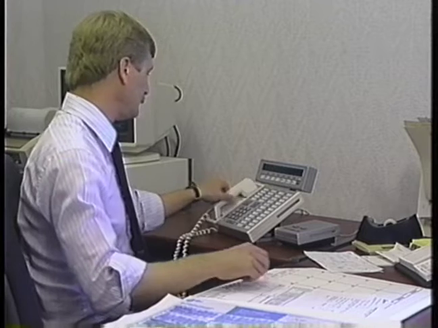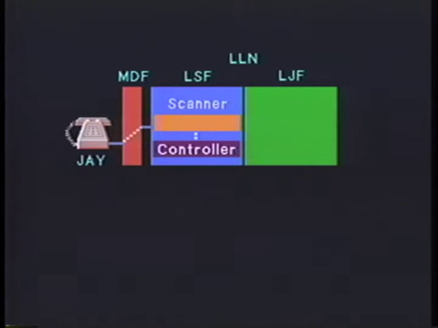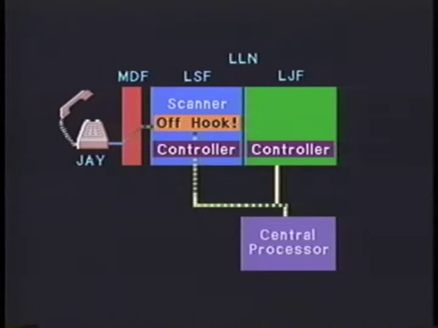Let's see what happens when Jay picks up the telephone to make a call. When Jay lifts his handset, a sensing device called a scanner detects that his line state has changed to off hook. This detection takes place in the line switch frame connected to Jay's line. The central processor uses the peripheral bus system to monitor all scanners and controllers. The central processor then receives the change of state information about Jay's line.